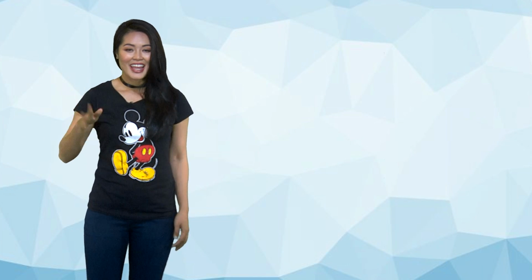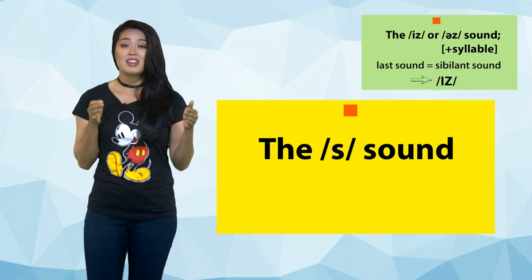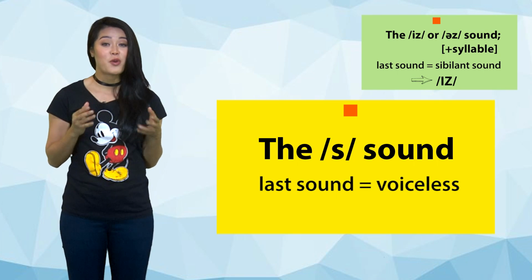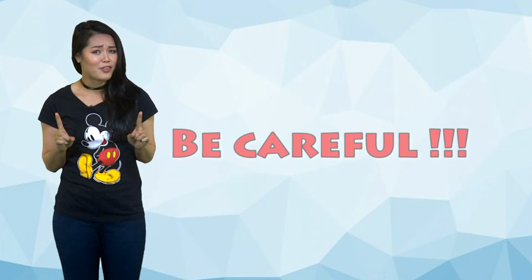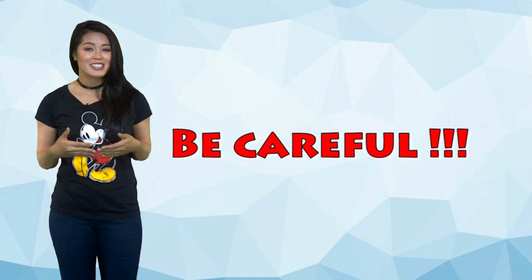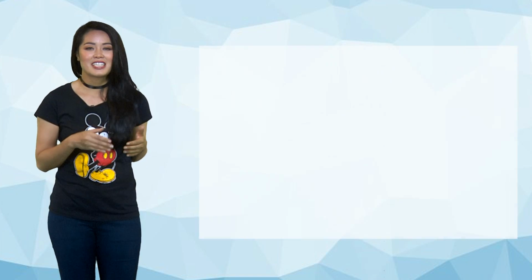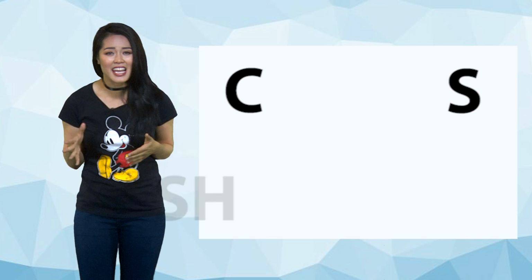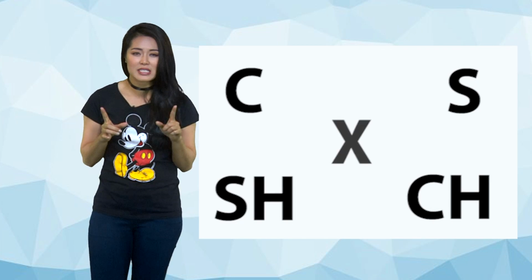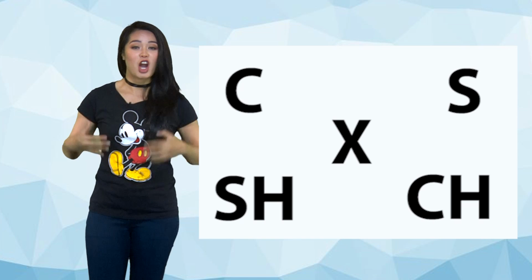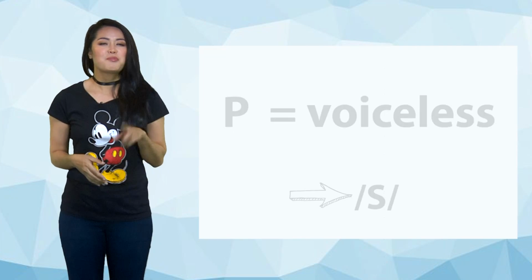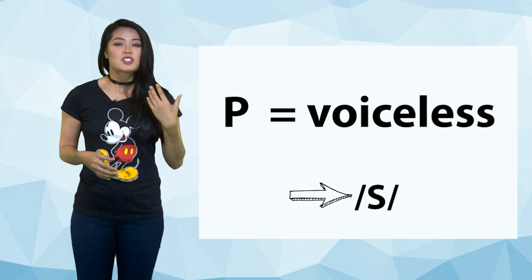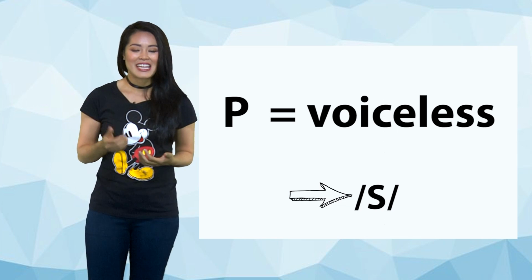Number 2, the S sound. If the last consonant of the word is voiceless, then final S is pronounced as S. Be careful not to create an extra syllable. The consonants C, S, SH, CH, and X are voiceless sounds, but they are sibilants, so remember to use rule number 1. Let's take stop as an example. The P in stop is voiceless, so we say stops with an S sound.